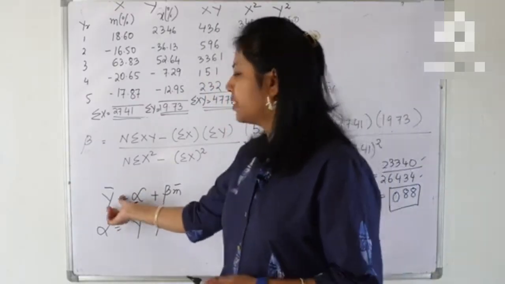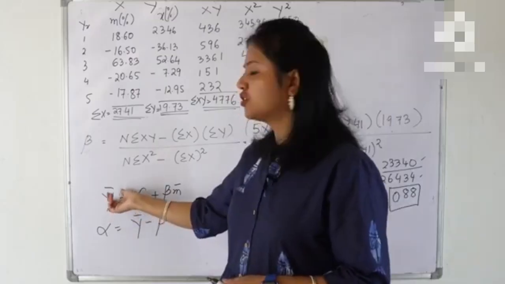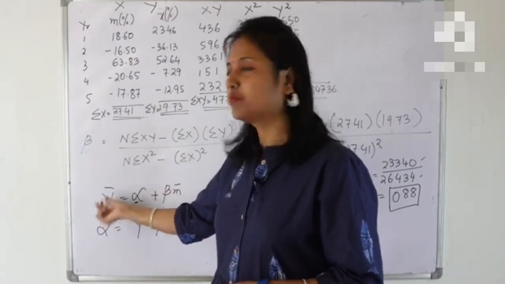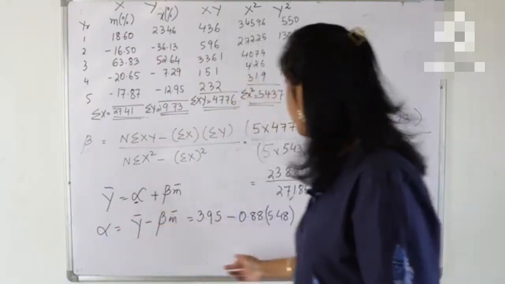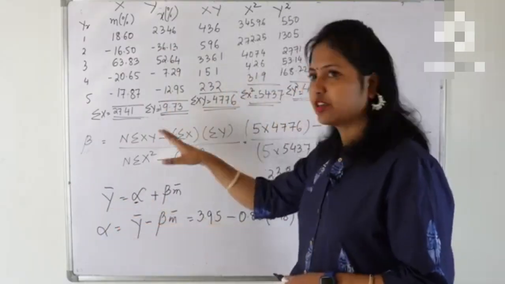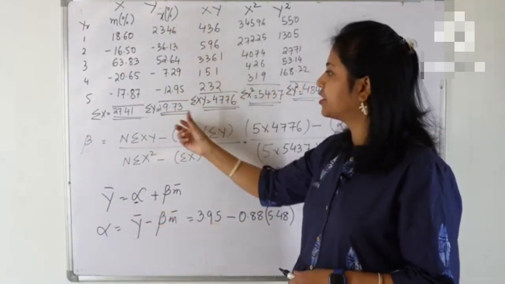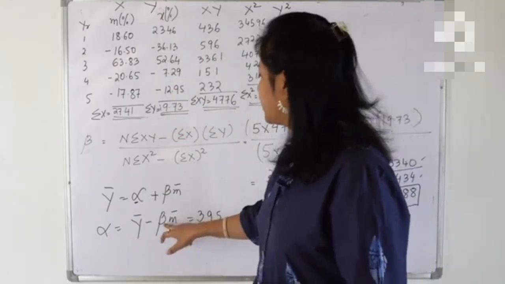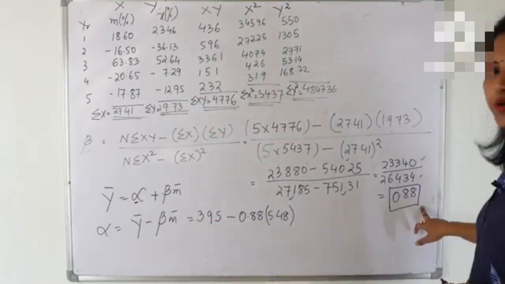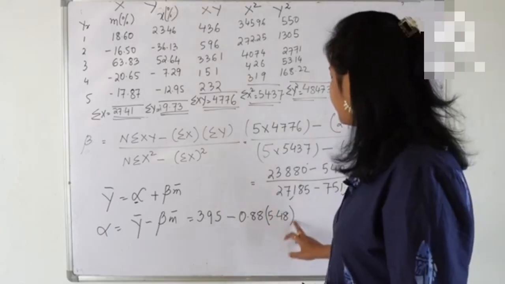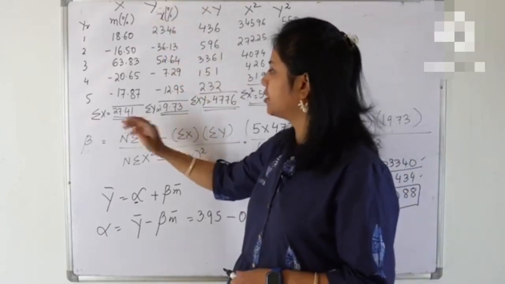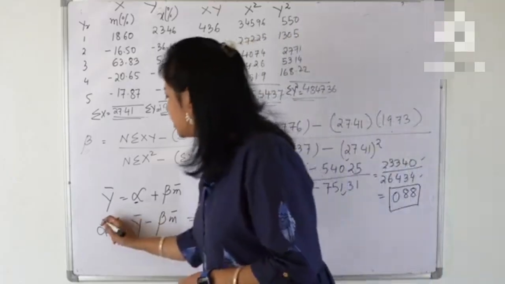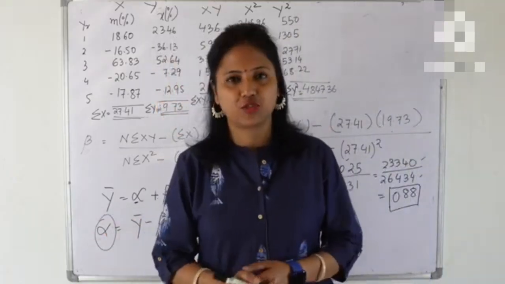So what is my y bar? Y bar is the average total return from the individual stock. This was 3.95, as we have calculated a little back, divided by the number of observations, 5. It was 3.95 minus beta, which we just calculated as 0.88, and we write the average of the market returns, this divided by 5, we got 5.48. If we simplify, we get my fixed return from the stock, right?